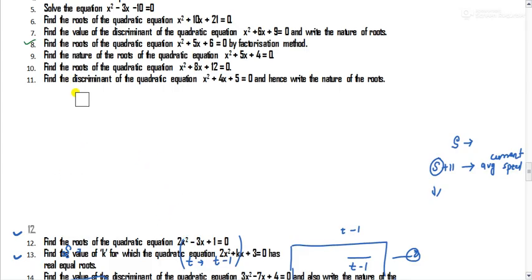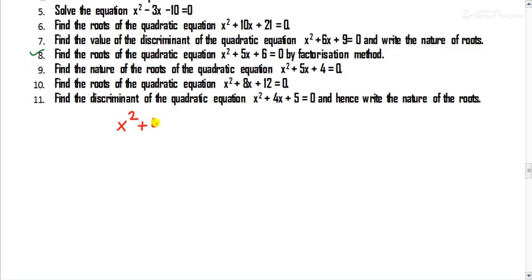which formula are you going to use? b square minus 4ac. D is equal to that. You have to write both LHS and RHS. First write the equation. What is the equation? x square plus 4x plus 5. Everyone try by yourself first, then you can match the answer. So x square plus 4x plus 5. So a is 1, b is 4, and c is 5.